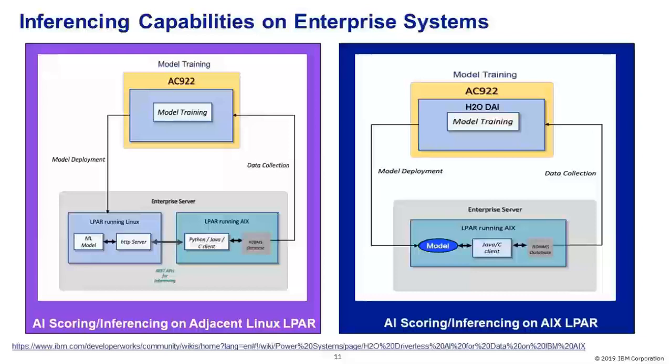So this is one of the very good ways of doing inferencing on AIX with very low latency, because it is not Python or any other framework. It's directly in Java, and your Java applications or C applications can directly use these APIs to inference or score using that model. So these are the two models available for inferencing.